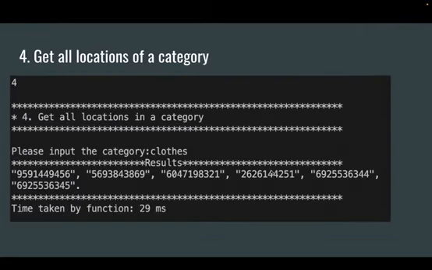Next is get all locations of a category. We can pick a random category obtained from function 3, and I choose closest here. The results will show the IDs of the locations which are in the category closest.